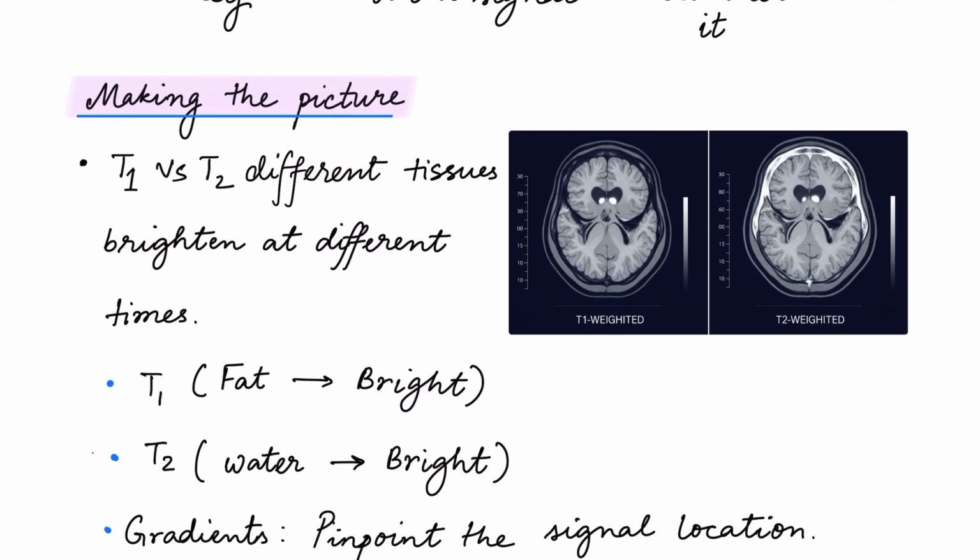Now, how is the picture made? So the MRI computer processes these returning signals to form detailed images. Different tissues in the body relax at different rates, leading to two main types of images. First one is the T1 weighted image, where fat appears bright and water appears dark. In a T2 weighted image, water appears bright and fat appears darker. Special magnetic variations called gradients help the scanner determine exactly where each signal is coming from, allowing it to build an accurate image.